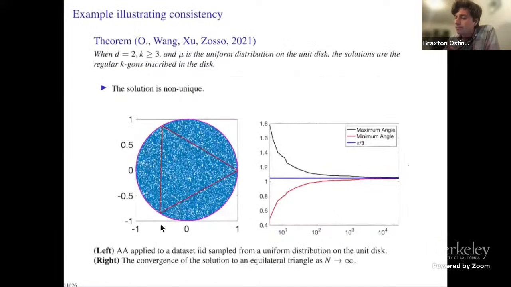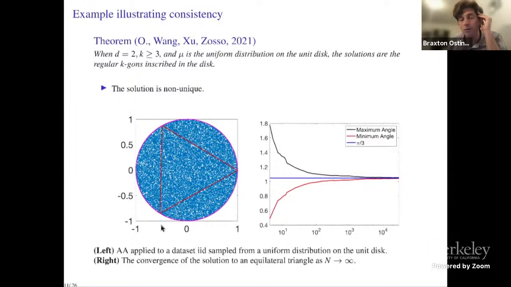Here is an example illustrating consistency. To illustrate this, I need a problem where I know the solution to the continuum problem, and there are not too many setups in which I know that. But if mu is the uniform distribution on the unit disk, then the solutions are regular k-gons inscribed in the disk. That's something you can show. And here you can see the solution is non-unique because I can rotate the regular k-gons inscribed in the disk.